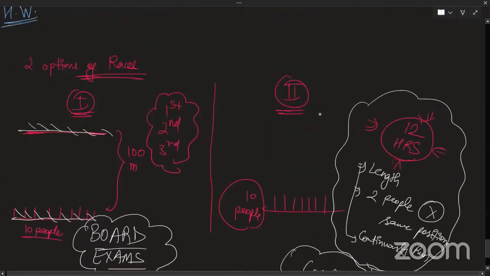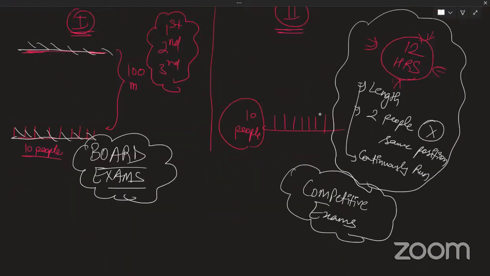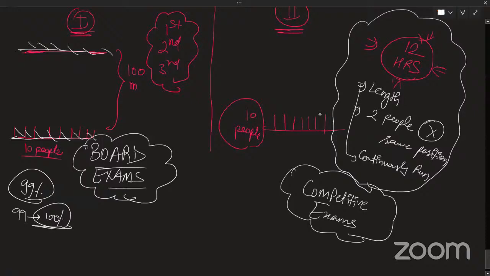And what happens? There is no such thing that भाई 99% सिर्फ एक ही बंदे के आ सकते हैं पूरे स्टेट में, ऐसा तो रूल नहीं है. There are lakhs of people. If lakhs of people study well, all of them can get 99%, all of them can get 100%. Here that will not happen.